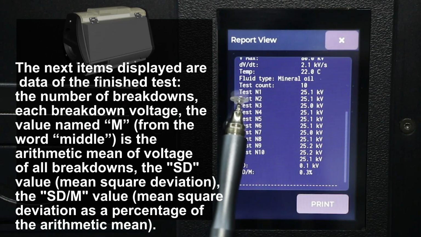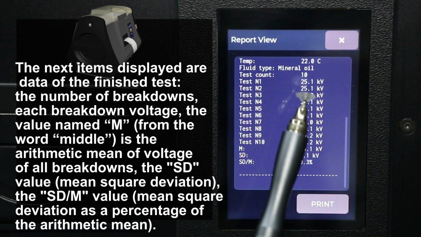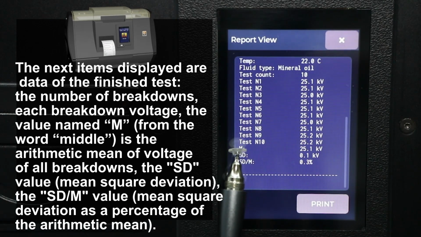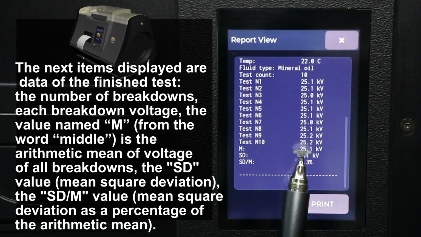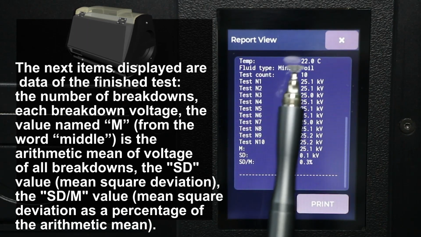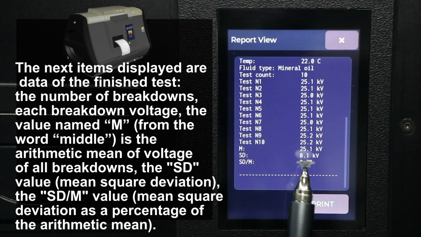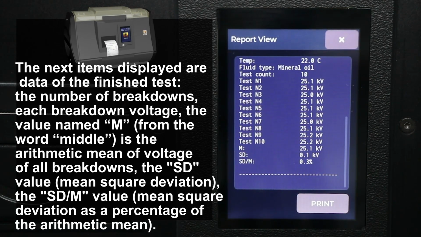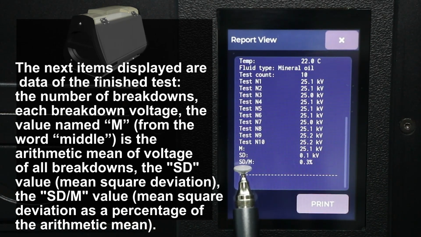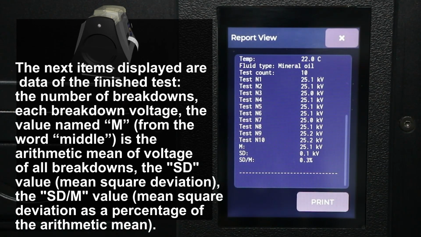The number of breakdowns, each breakdown voltage, the value named M, from the word middle, is the arithmetic mean of voltage of all breakdowns. The SD value, mean square deviation. The SD/M value, mean square deviation as a percentage of the arithmetic mean.